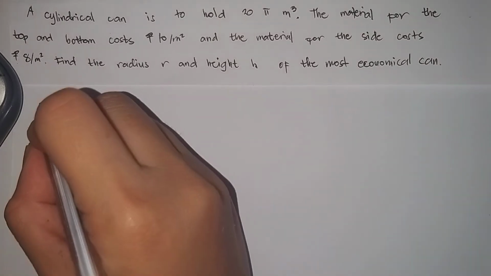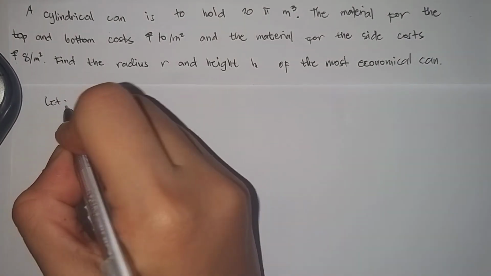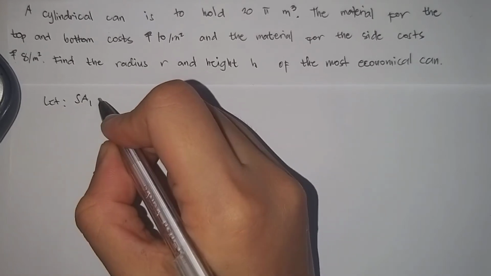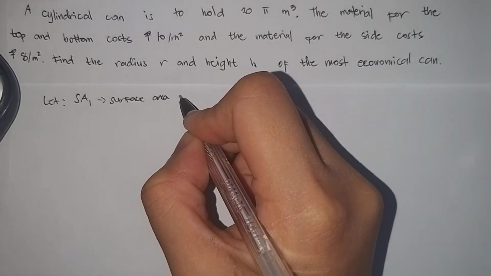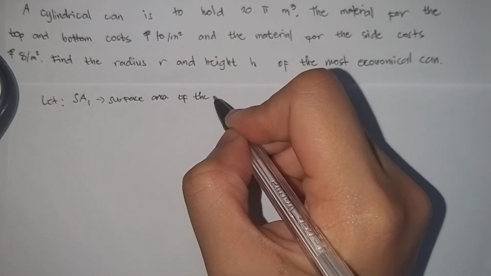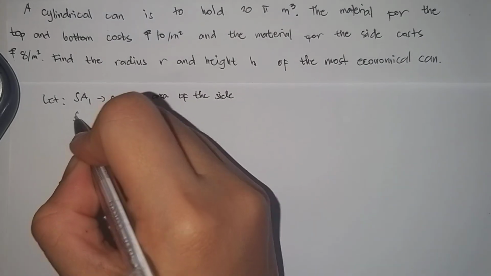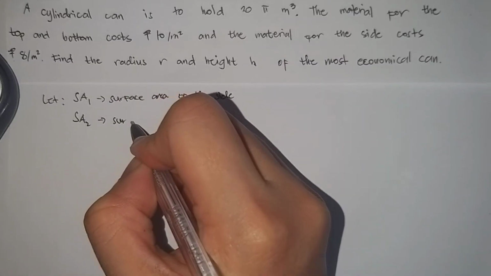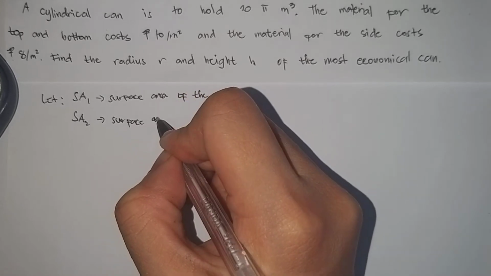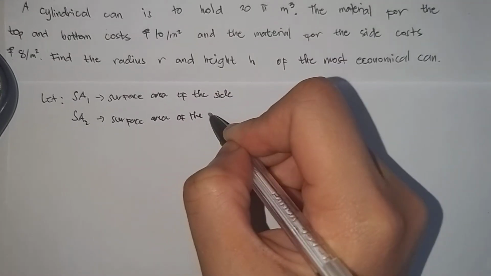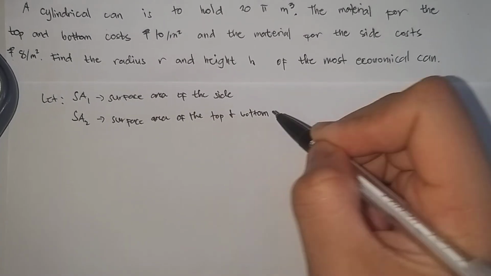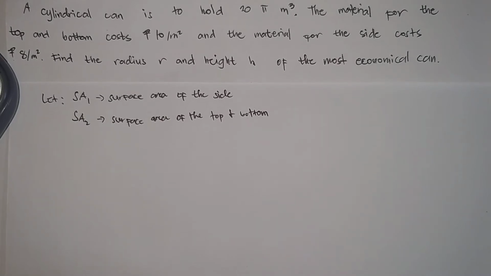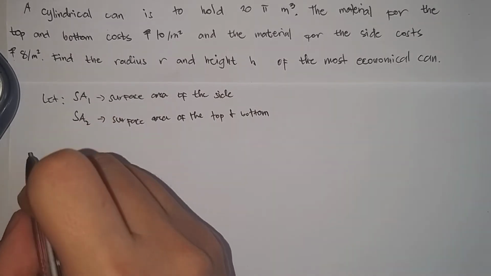First, we let SA1 be the surface area of the side of the can, and SA2 will be the surface area of the top and the bottom of our can. Okay, so let's derive equations for SA1.